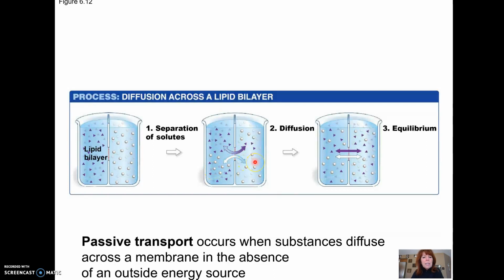That's what diffusion is. Eventually, you reach something called equilibrium, where the number of purple particles on this side is equal to the number of purple particles on this side, and the same thing for the white. That is called passive transport. It is diffusion, but it's passive because it's going to move without any energy source being put into the system.